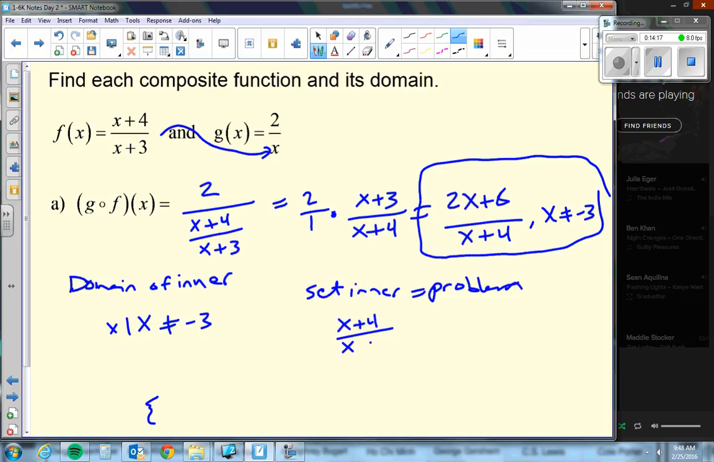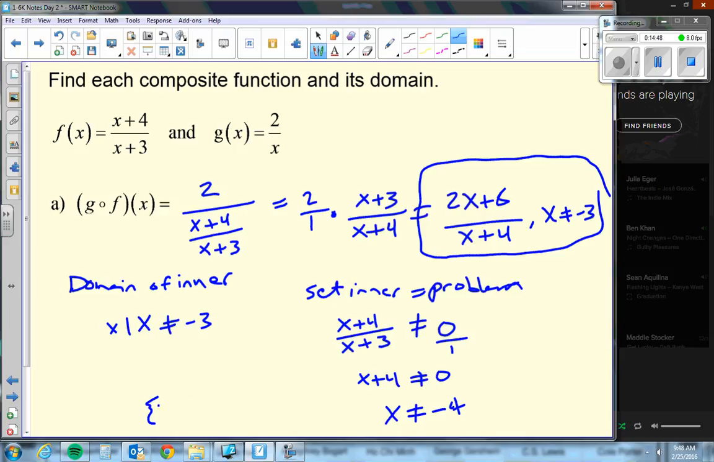So the inner is f. So we want to figure out when this would cause a problem for g. And when would g have a problem? When you plug in 0. So I'm saying f cannot produce a 0. Well, but look, a fraction equals 0 exactly when the numerator equals 0. So you can either just set x plus 4 equal to 0, or make it a proportion, cross multiply, and you get x plus 4 this way, and 0 anyway. And then obviously you get that x can't be -4.